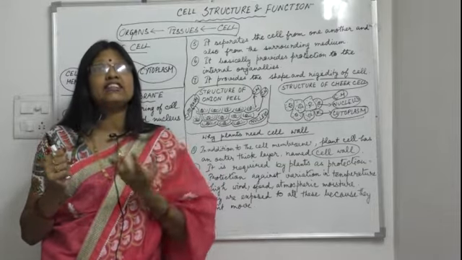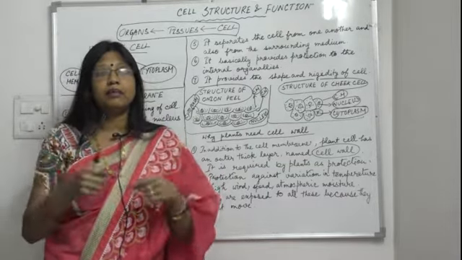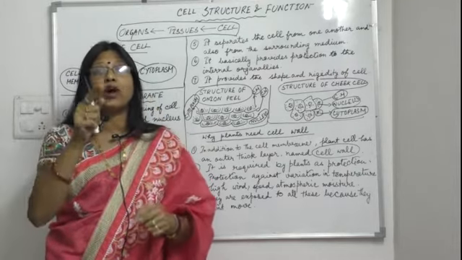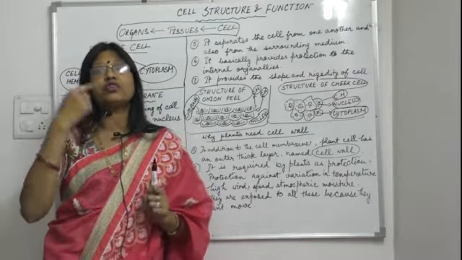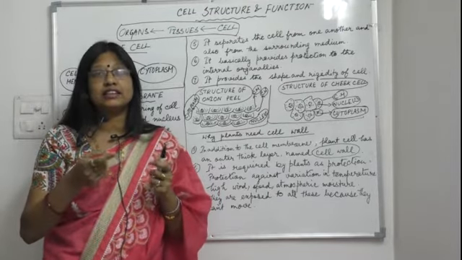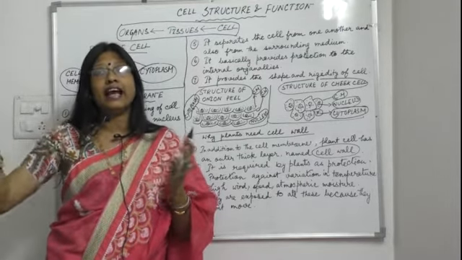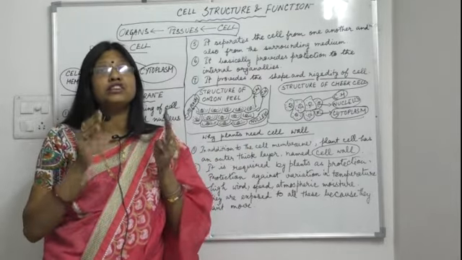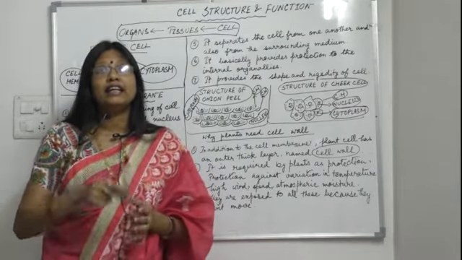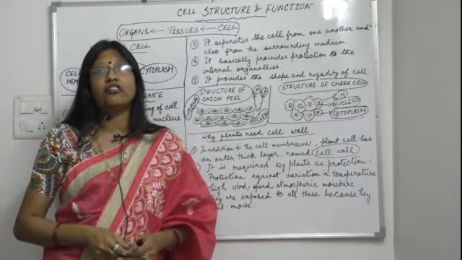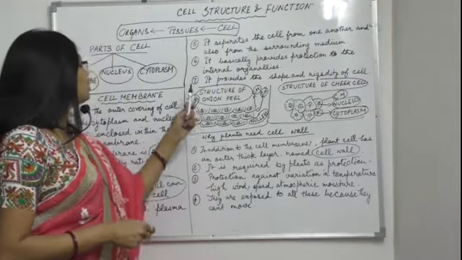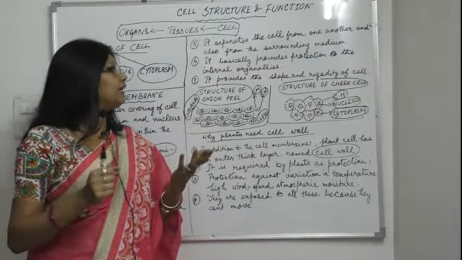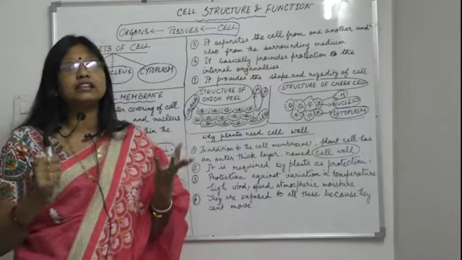Rigidity means it is very hard. The cell membrane is very hard so that the cell can get the proper shape. If it won't be hard or rigid, it can take any shape. But it is very much rigid, that is why it provides the shape of the cell. So, the seventh point is it provides shape and rigidity to the cell.